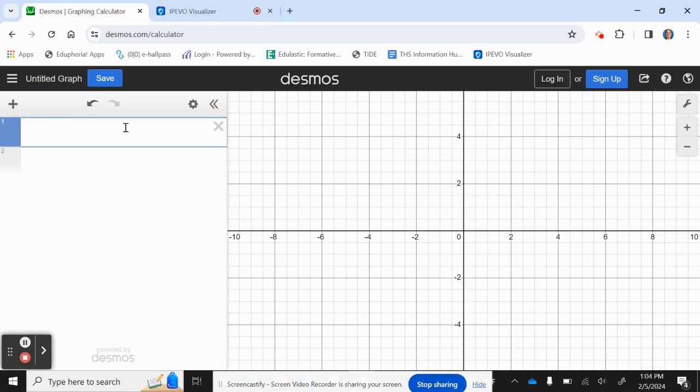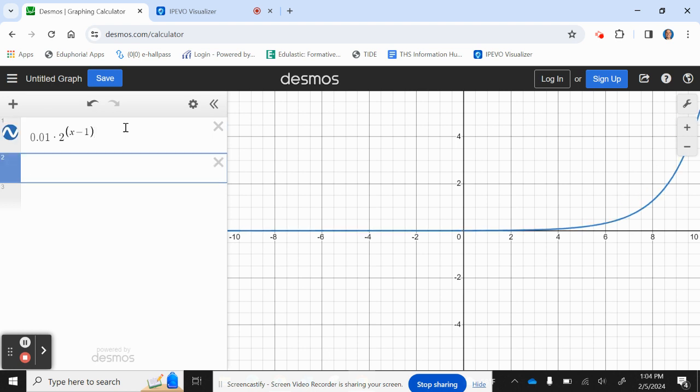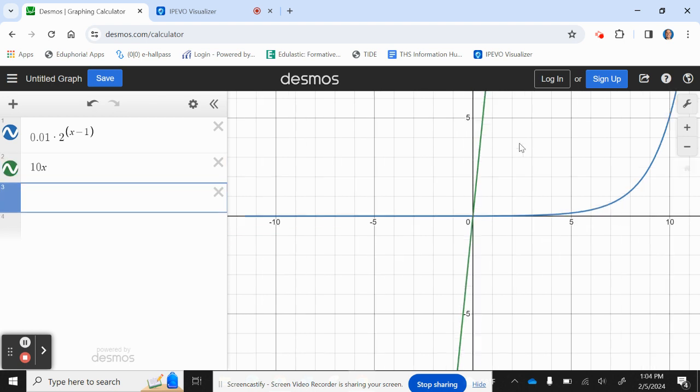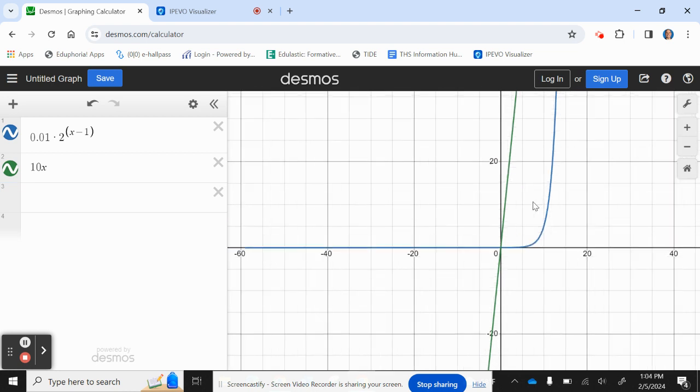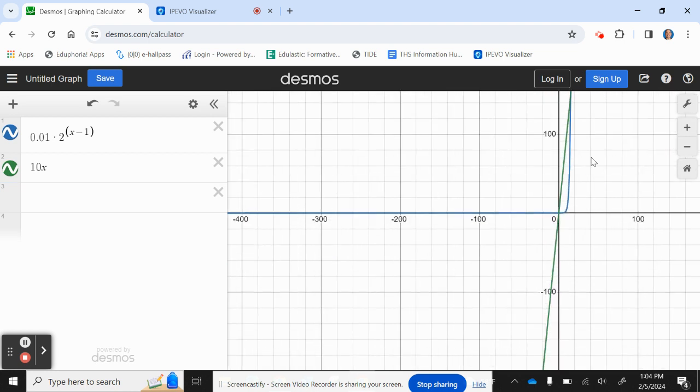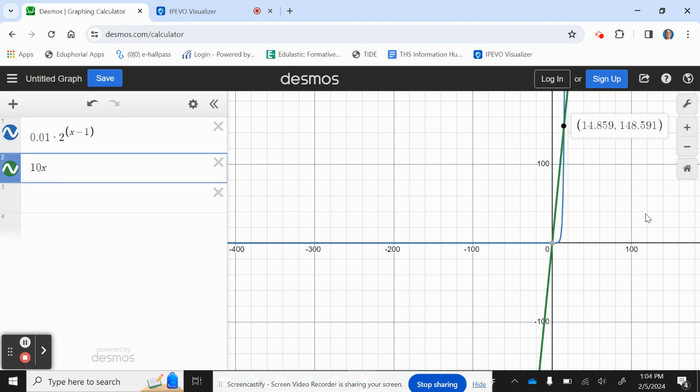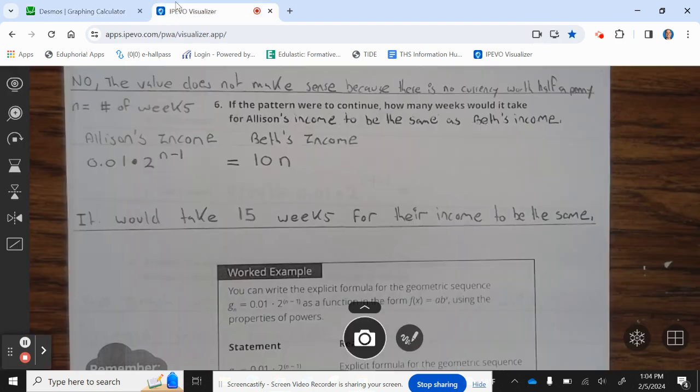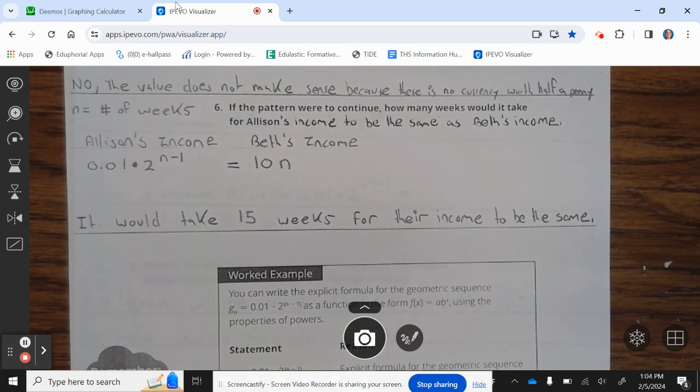Okay, so we're going to graph 0.01 times 2 to the x minus 1 and 10x. All right, and let's go ahead and zoom out until we find the point of intersection, which is right there. So let's round that to a whole number, which will be 15. So it will take 15 weeks for their income to be the same.